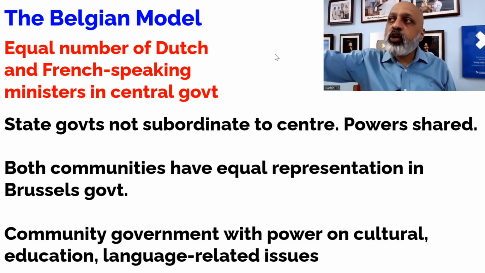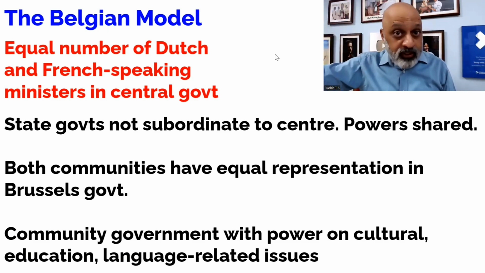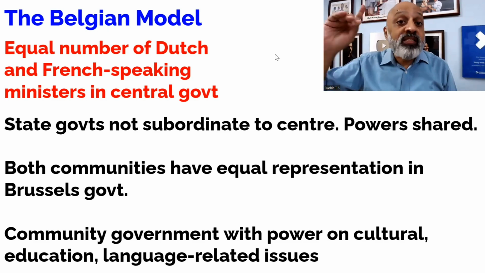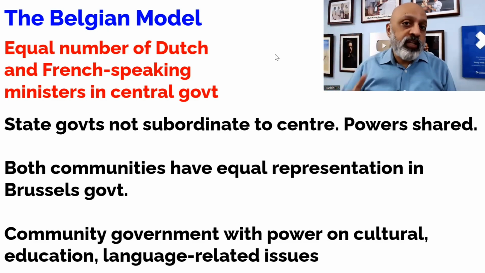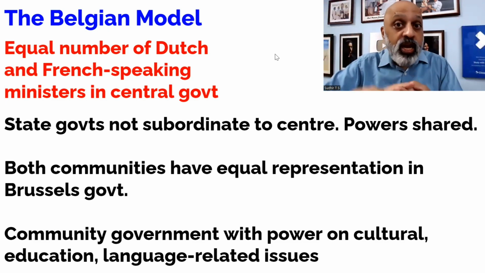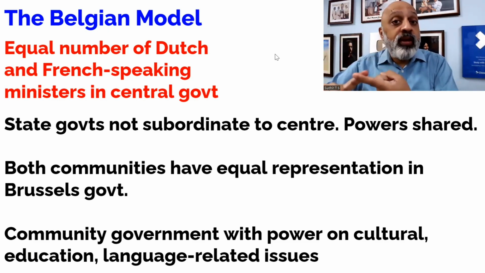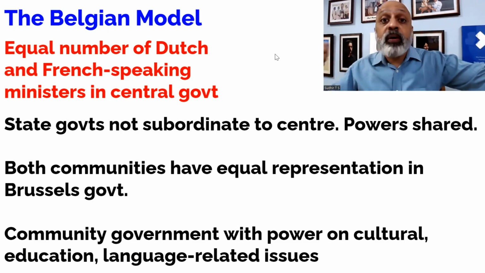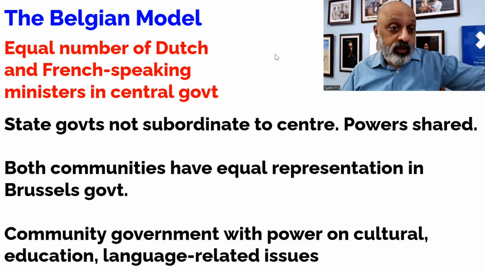So for instance, if there are 20 ministers, I'm just taking an example, I'm not saying there are 20 ministers in the Belgian government. If there are 20 ministers, 10 will be French speaking, 10 will be Dutch speaking, so that they're equally matched, so that both sides do not feel aggrieved, even though the Dutch are in a majority in the country, but they are in a minority in the national capital.